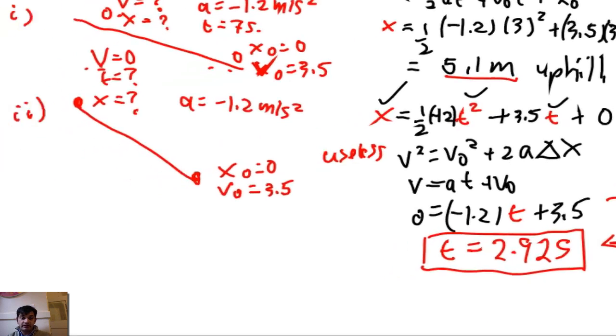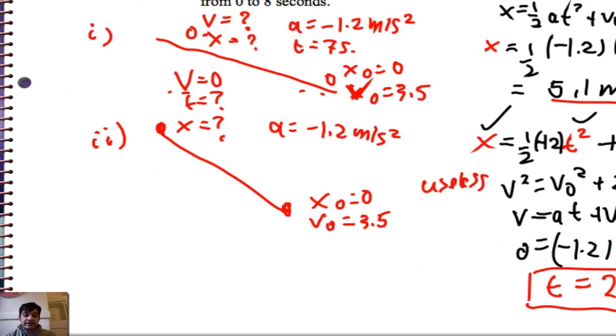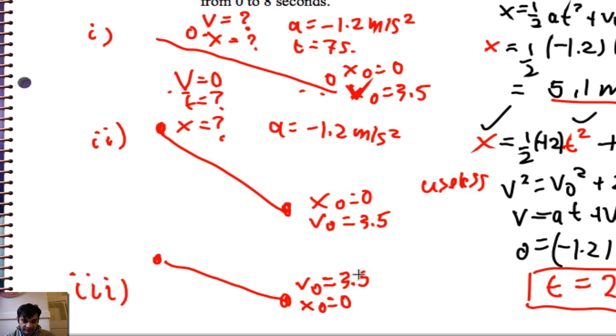So now moving on to part 3. What will its velocity be after 7 seconds? I want one more picture. So here we go. We have x naught as 0. We have v naught as 3.5. We have time as 7 seconds. We have acceleration as negative 1.2 meters per second squared, in seconds and meters per second.